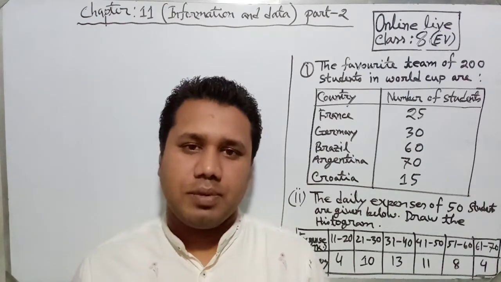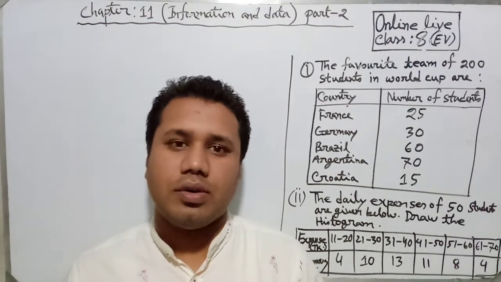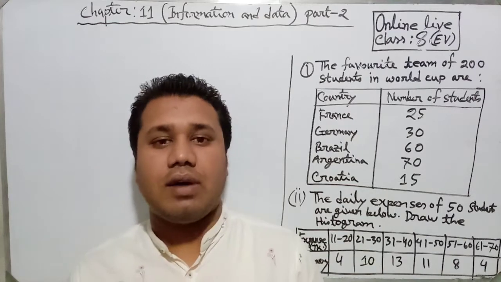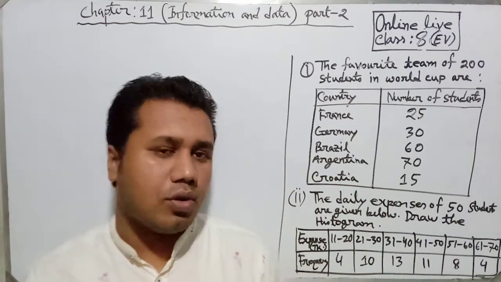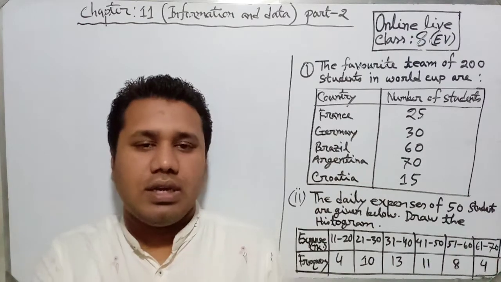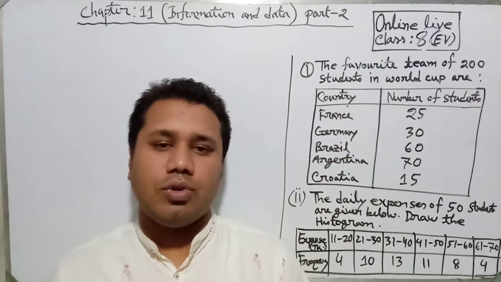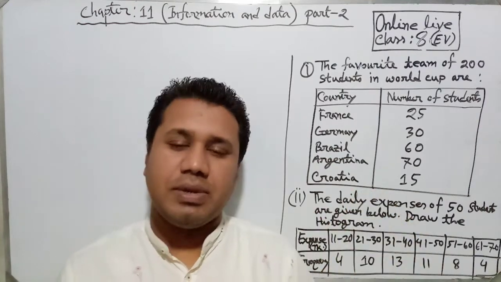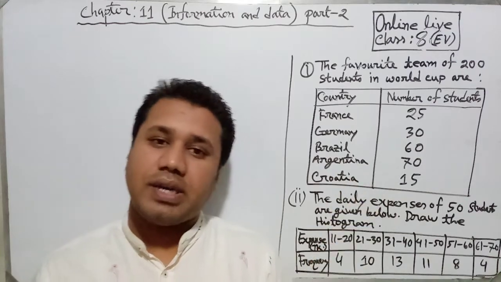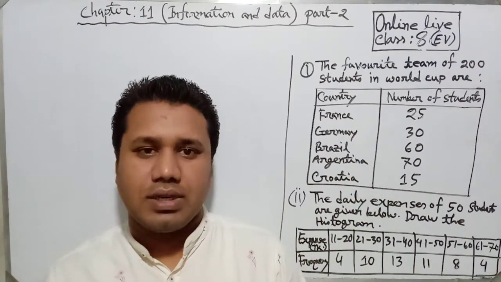In our previous class, that means in class 7, we already learned how to draw a histogram. Again, today we will revise this one and our totally new topic. This is pie chart. Maybe in your English subject you know what a pie chart is. Maybe in class 8 or class 9 you will get it. Now today we will discuss pie chart and histogram, the two most important topics in chapter 11.